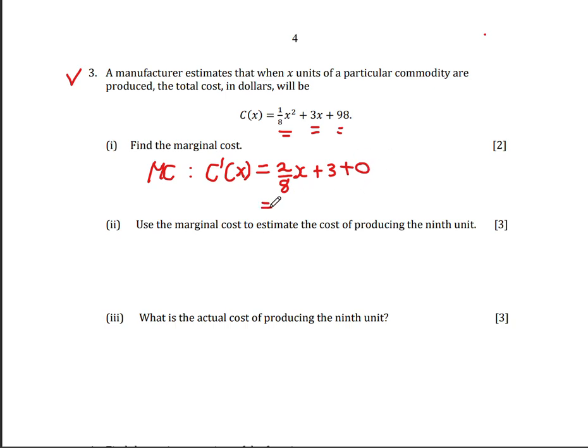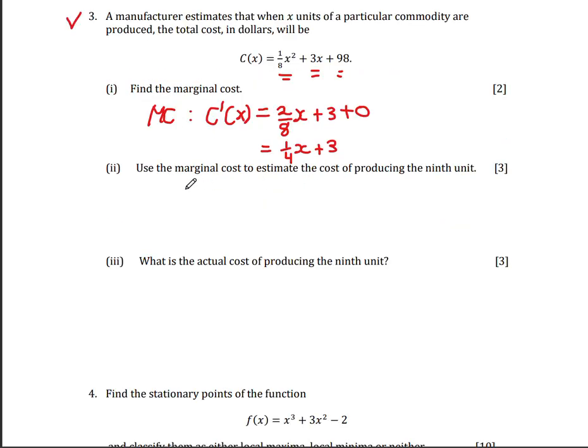We can simplify this further. So 2 over 8 is the same as 1 over 4, because 2 goes into itself 1 time and 2 goes into 8 4 times. So this will be 1 over 4 X plus 3. And this represents the marginal cost function.